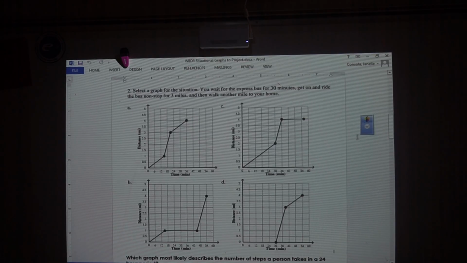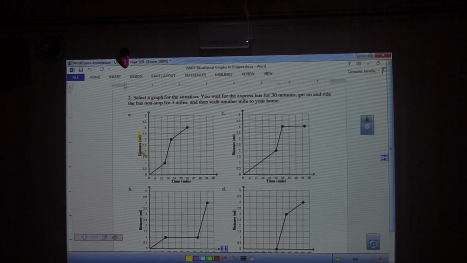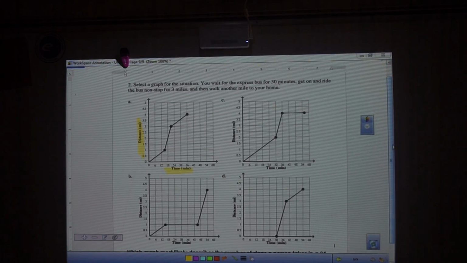So you get on the bus, you wait. So as you're waiting, are you going anywhere? Because you're going to pay attention to the fact that this is distance and this is time. So we're looking at distance and time. So you wait for 30 minutes. Which one of these shows me waiting for 30 minutes? 30 minutes, I'm going somewhere. 30 minutes, this could be wait. 30 minutes, no. So I'm waiting for 30 minutes. If I'm waiting, I'm going no distance. If I'm waiting, I'm not going any distance.